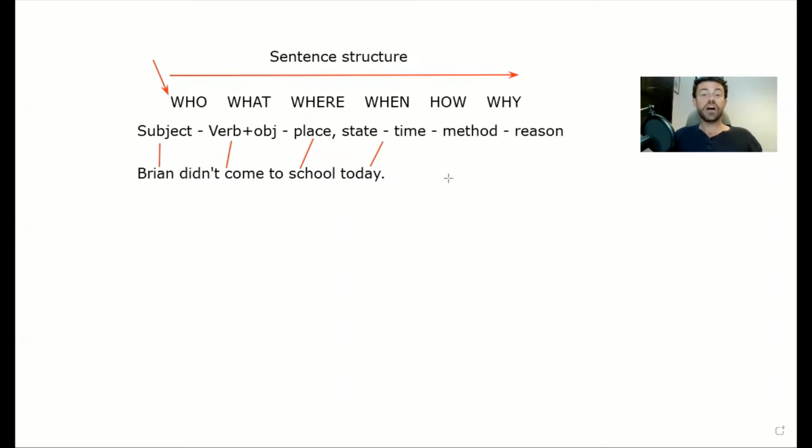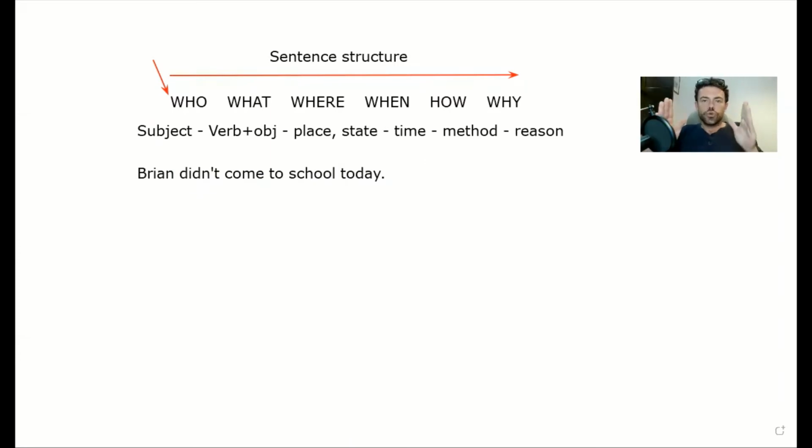Now, this is obviously a very simple and easy example. Now, this is a simple sentence. And we obviously don't speak like this. Brian didn't come to school today. Brian is not going to get a good grade. Brian, blah, blah, blah. No, obviously not.